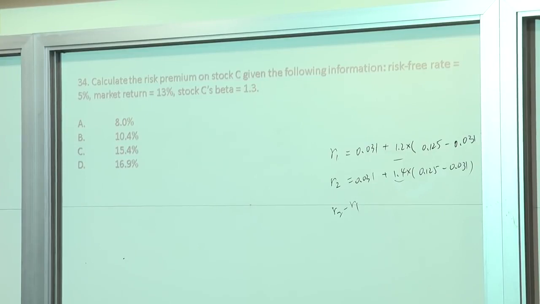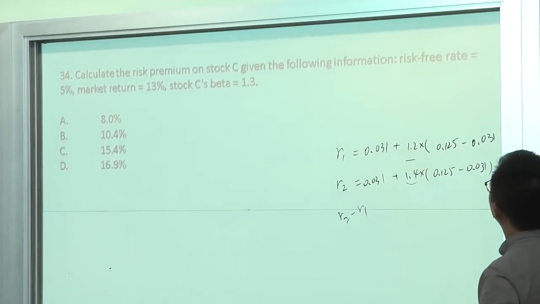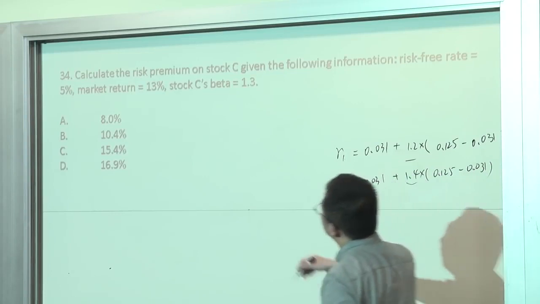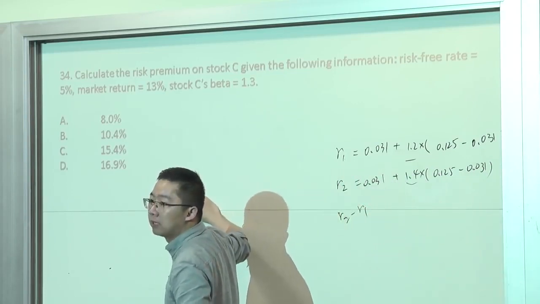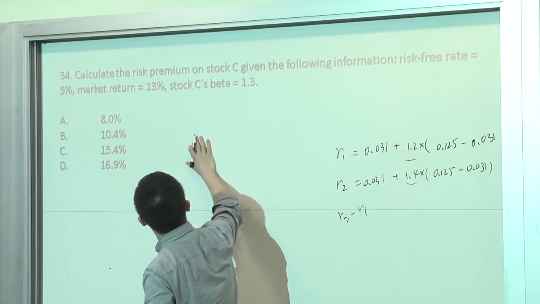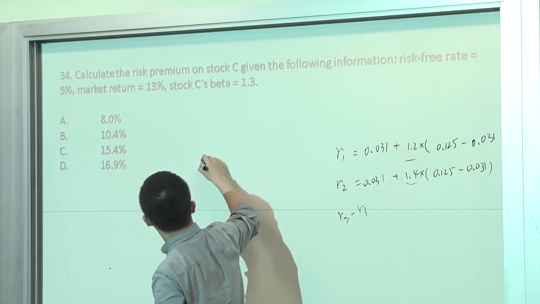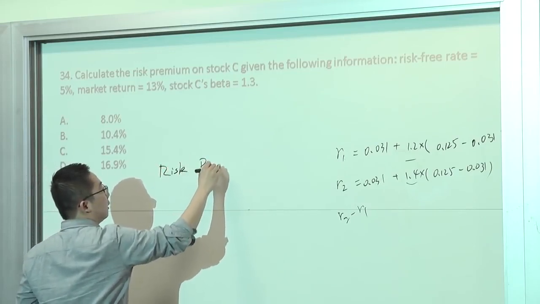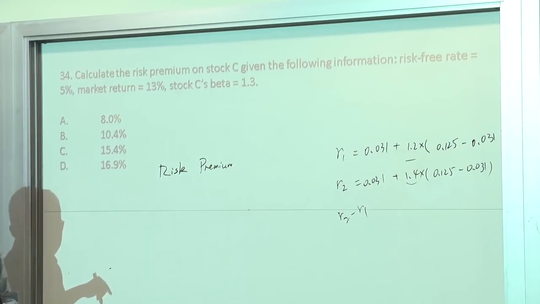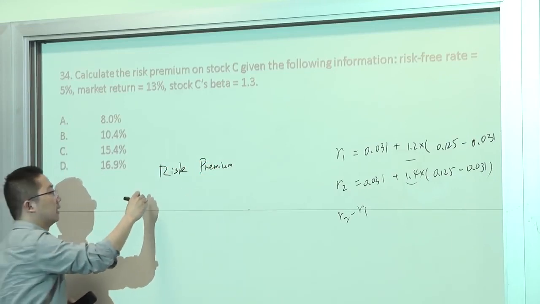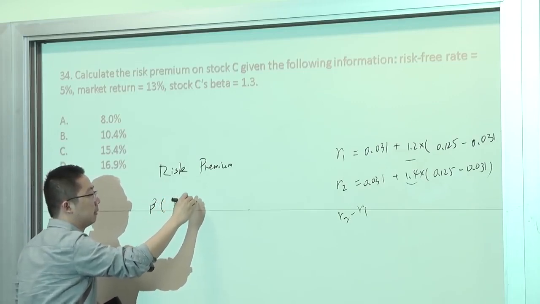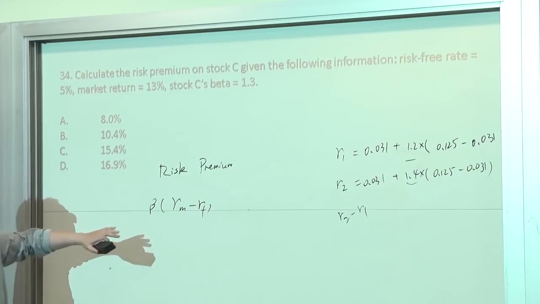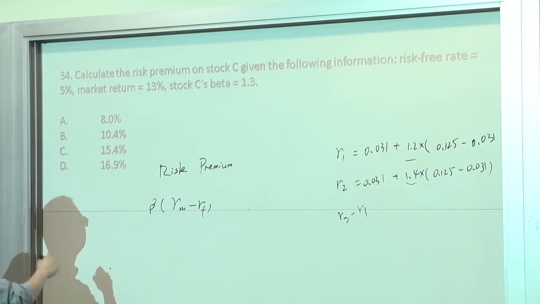Calculate the risk premium on stock C given the following information: risk-free rate of 5%, market return, and beta. So what is the risk premium? Risk premium is not a required rate of return anymore, right? Risk premium on stock C, by definition, is the additional return we require on this stock on top of the risk-free rate. So that is beta multiplied by RM minus RF. So that's the risk premium on this stock.